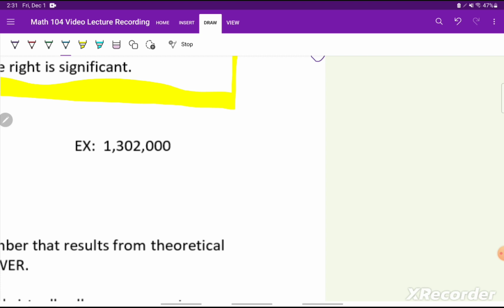Our next example, 1,302,000. We do not have a decimal point here. Our decimal point is absent. So we're going to start on the Atlantic side, which is the right, and work our way left. Oh, the first non-zero entry coming in from the left is 2. And we're going to start counting here every digit to the left. This number has 4 significant digits.